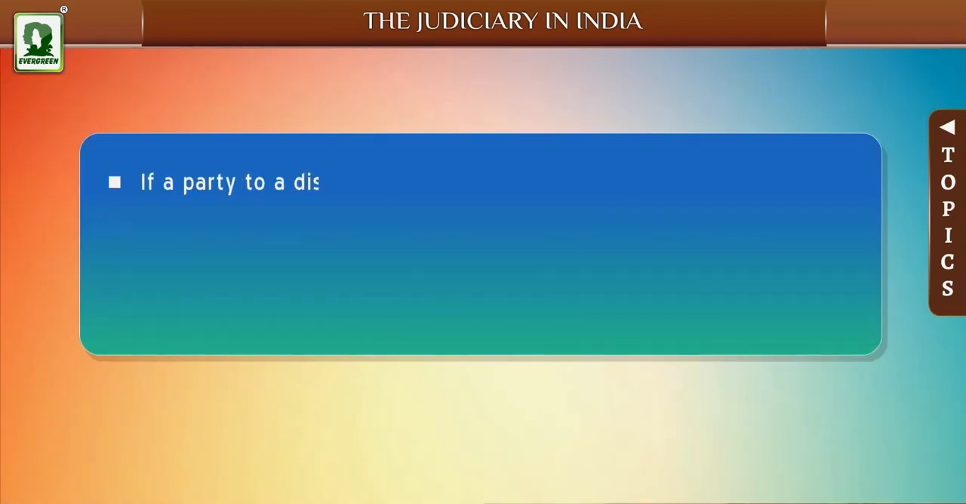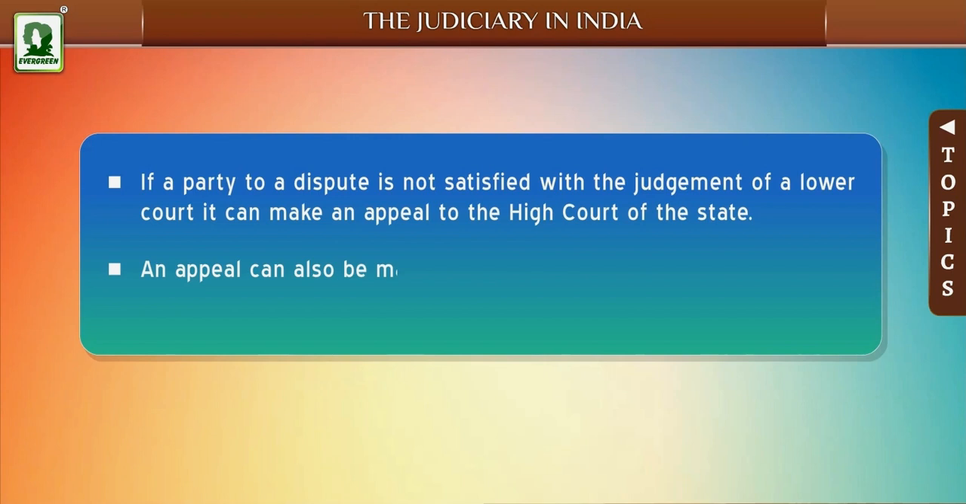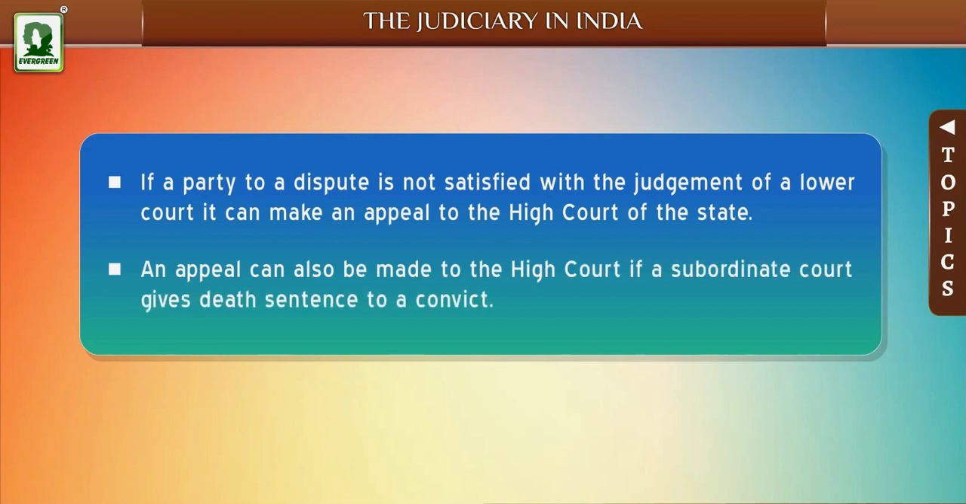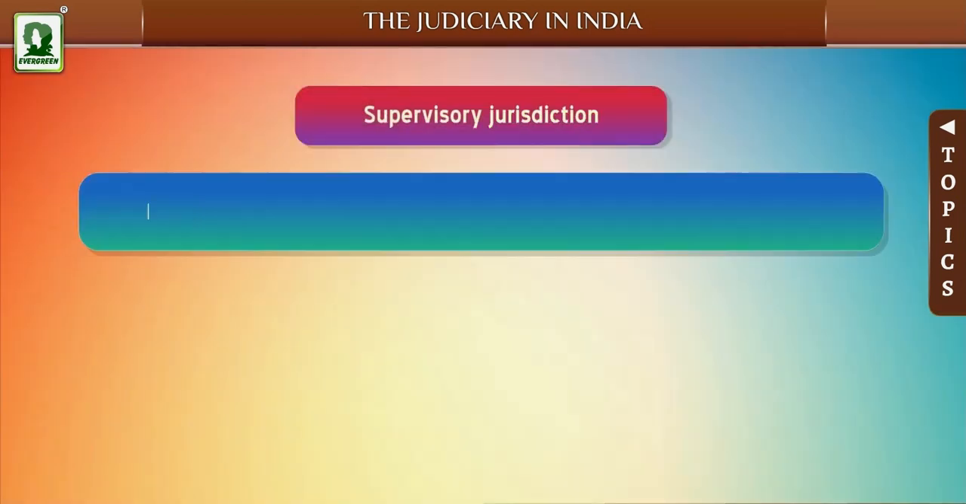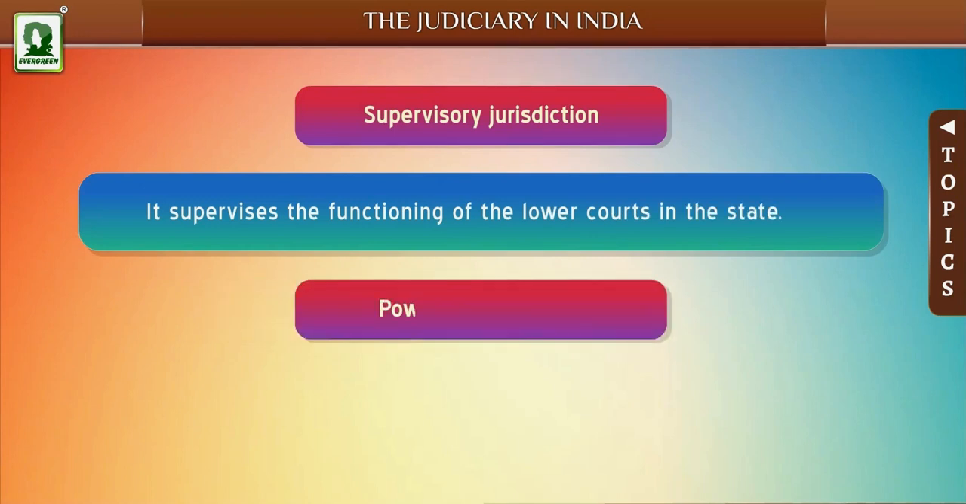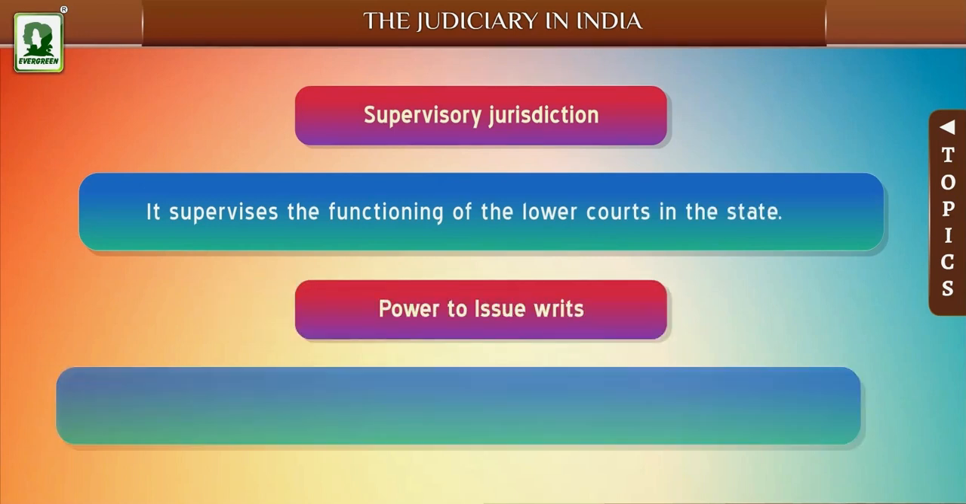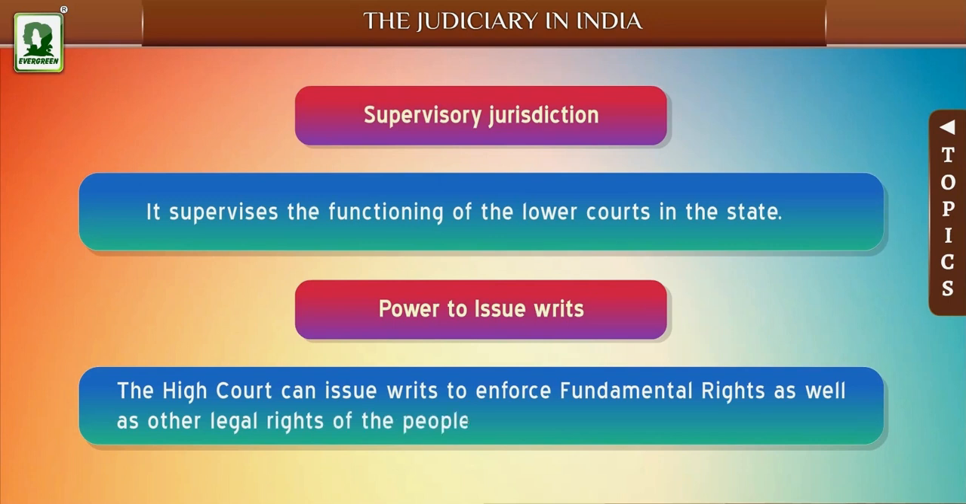If a party to a dispute is not satisfied with the judgment of a lower court, it can make an appeal to the High Court of the state. An appeal can also be made to the High Court if a subordinate court gives a death sentence to a convict. Supervisory jurisdiction. It supervises the functioning of the lower courts in the state. Power to issue writs. The High Court can issue writs to enforce fundamental rights as well as other legal rights of the people of the state.